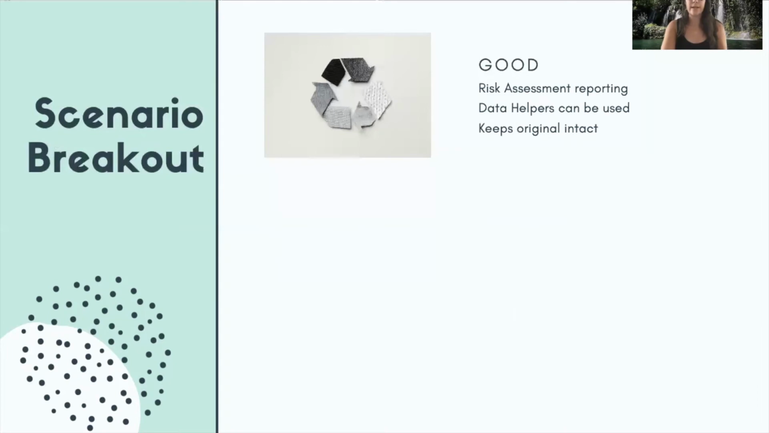And then for the breakout, we have the good. So risk assessment reporting, there's the top risk reporting, there's the areas where we can kind of mock up a comparison. And then the data helpers can be used when you break it out. What that's doing is keeping your current state or your baseline, the integrity of it intact. You're not worrying about it getting lost in that timeline view, and it keeps the original intact.